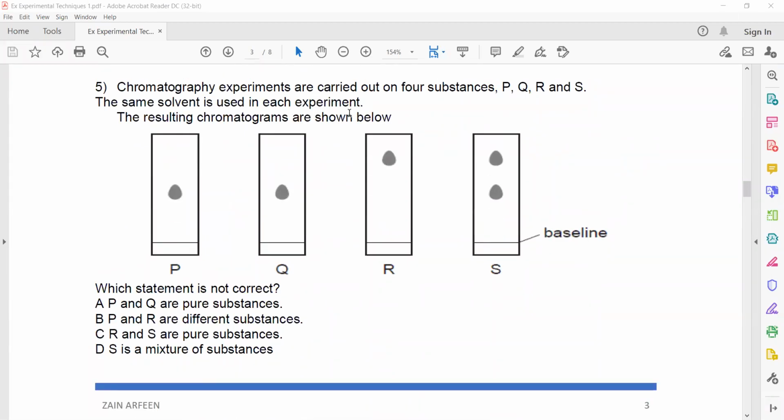In MCQ 5, chromatography experiments are carried out. Four substances are there: P, Q, R, and S. The same solvent is used for each. The resulting chromatograms are shown below. Which statement is not correct? Not correct means which is a wrong statement or not a true statement.